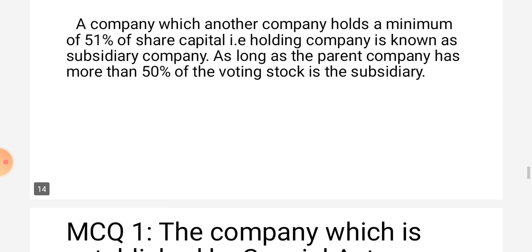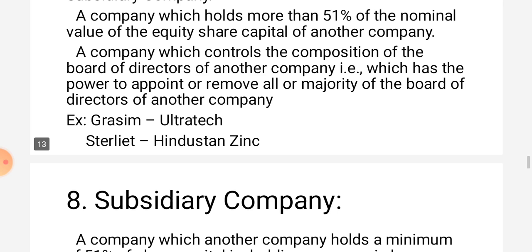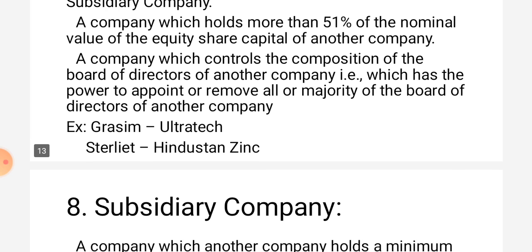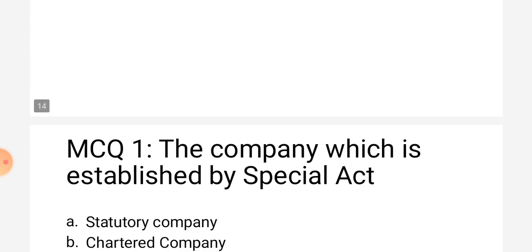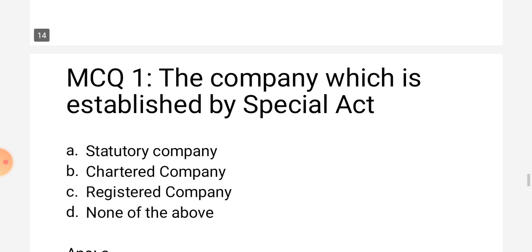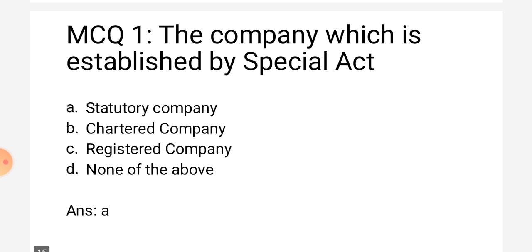Now on the basis of the topics which we have discussed today, let us have a few multiple choice questions. Very easily we can answer them. The company which is established by a special act. Okay, we have studied this, no? The company which is established by a special act of the parliament, whether it is a statutory company, chartered company, registered company, or none of the above. The special act of the parliament. Okay, so that is a statutory company.